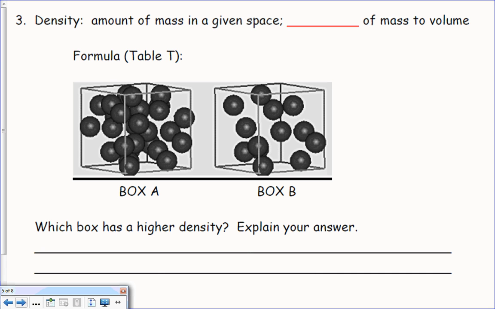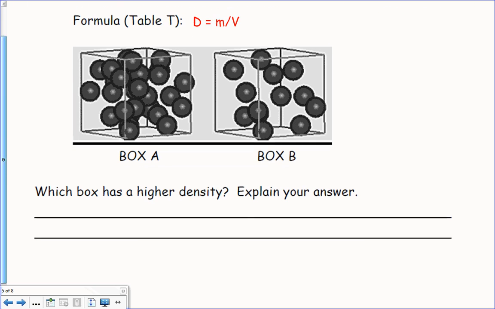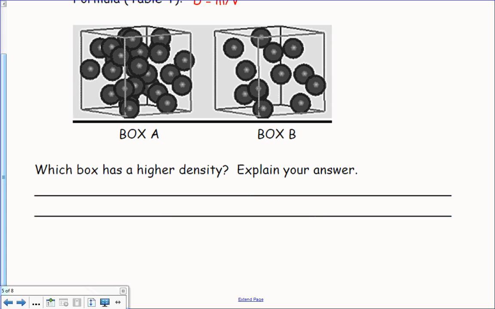Then density. We're going to have to do density in lab. The amount of mass in a given space. The ratio of mass to volume. I hope you guys know this formula already. We'll write it down. It is in Table T in your reference tables when we get those. Density equals mass divided by volume. So, looking at box A and B, which box has a higher density? Explain. I say it's box A. In class, I want to see your explanation. Okay?